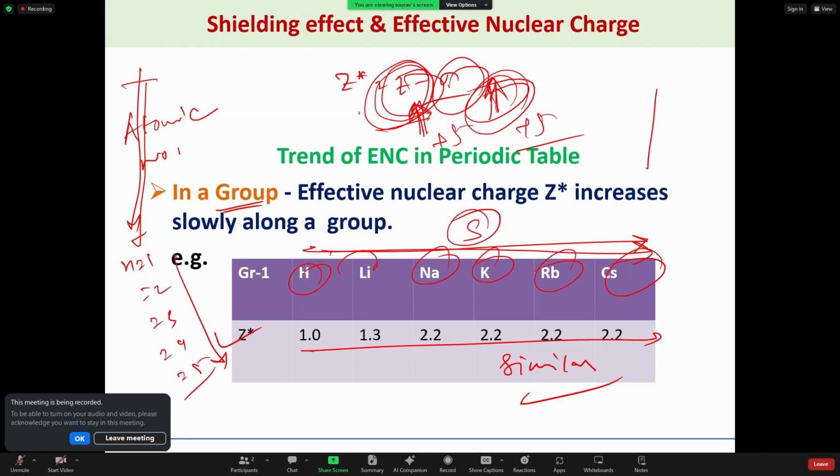So the effective nuclear charge in a group is not changing, but in a period, the effective nuclear charge is changing. So this is the strength of the effective nuclear charge in a group and in a period.